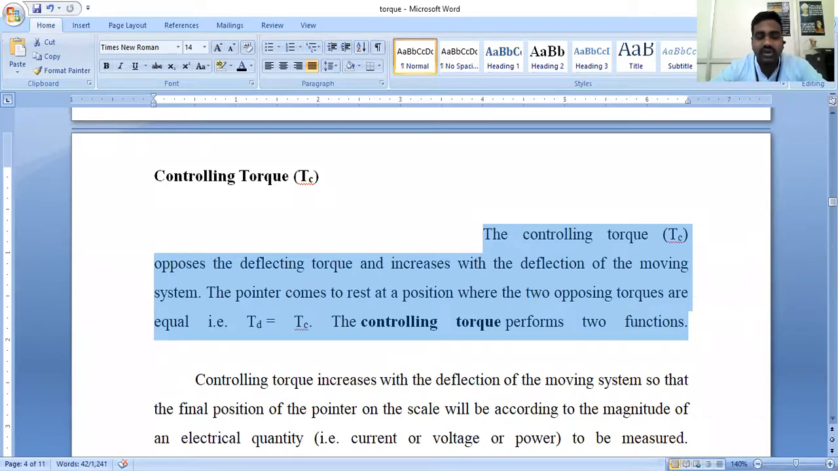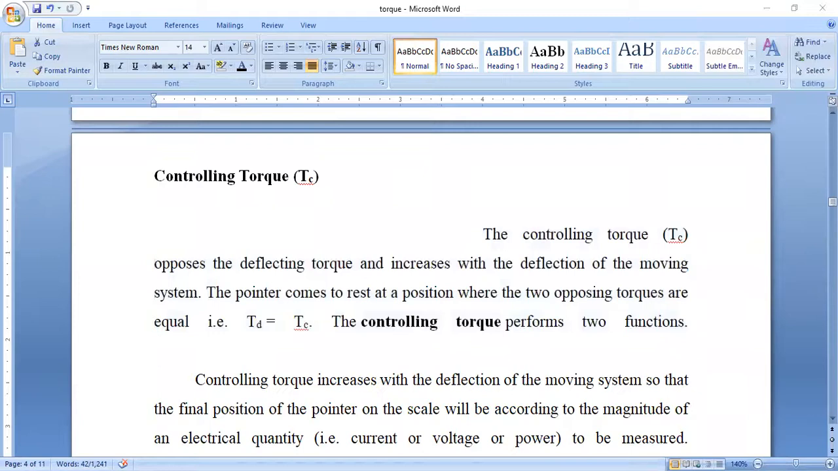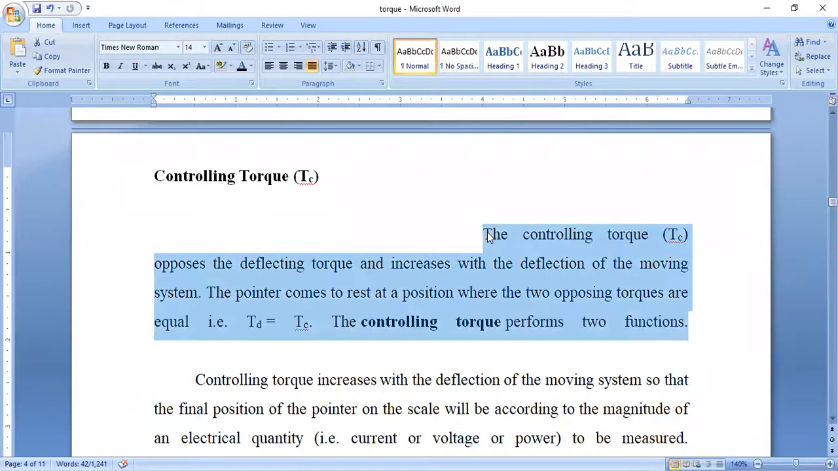This controlling torque which we are discussing opposes the deflecting torque at a particular instant of the deflection. The pointer has to come to rest when the controlling torque and the deflecting torque are equal. That means when the deflecting torque and controlling torque are equal, at that condition the needle will stop deflecting.